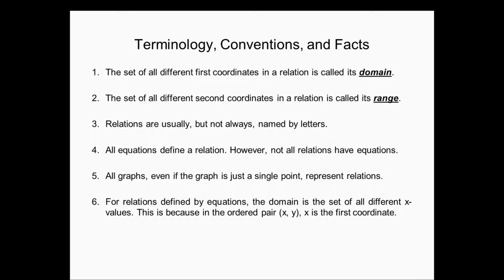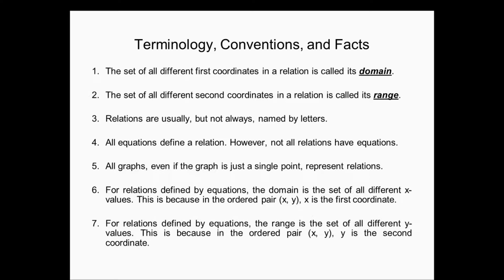Number 6, for relations defined by equations, the domain is a set of all different x values. This is because in the ordered pair (x, y), x is the first coordinate. Now in (x, y), y is the second coordinate, so for relations defined by equations, the range is a set of all different y values. So students usually think of domain as x's, range as y's. Okay, so again, remember, we worry about domain and range. And again, remember, all equations in x and y are relations. Anything you draw on the xy plane is a relation.